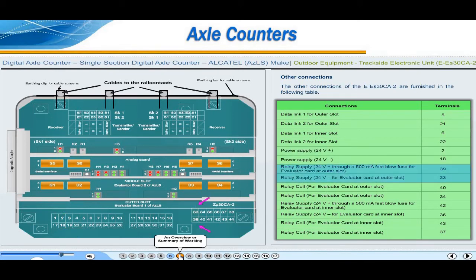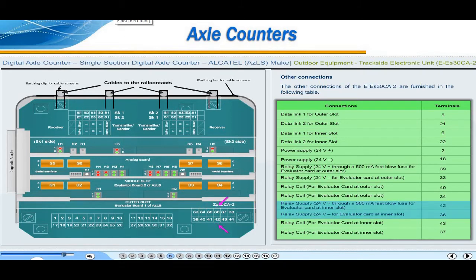24-volt relay supply positive and negative are connected to terminals 39 and 33 via a 500 mA fast blow fuse for evaluator card at outer slot. Relay coil for evaluator card at outer slot is connected to terminals 40 and 34 respectively.